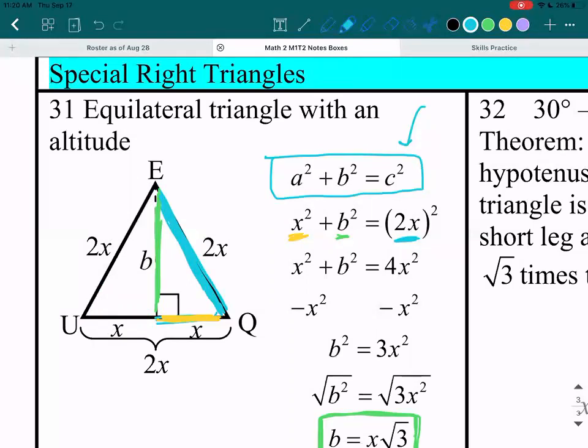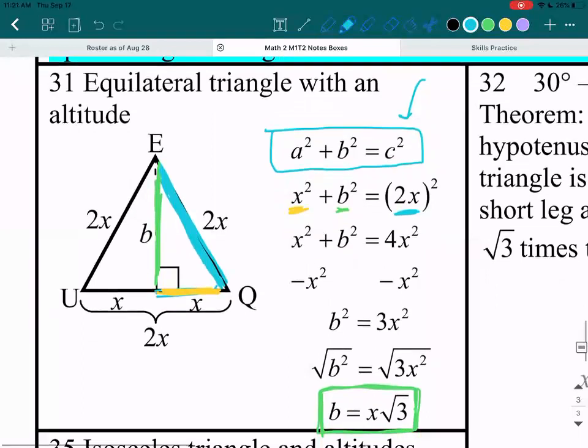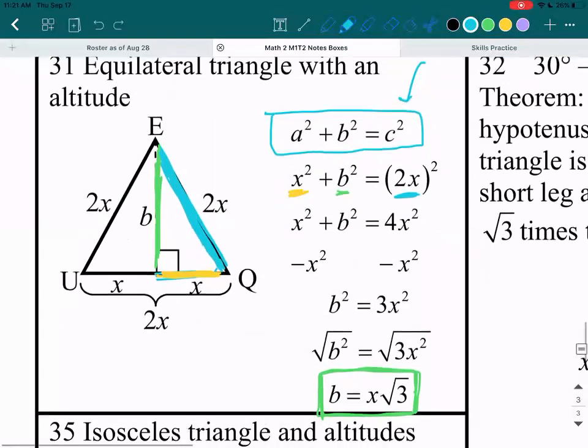So we're solving for the height using the Pythagorean theorem. If you plug it in like that, we have x squared plus b squared equals 4x squared. You subtract x squared on both sides so that you can cancel these out. And then you'll be left with b squared is equal to 3x squared. To get rid of the square over here, we just need to take a square root. So we square root the b squared and we square root the 3x squared, and you're left with b is equal to x radical 3. So that's how we got there.